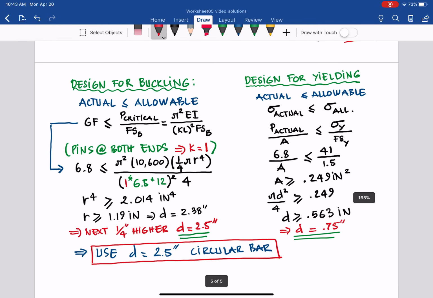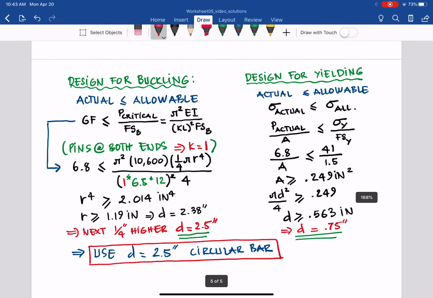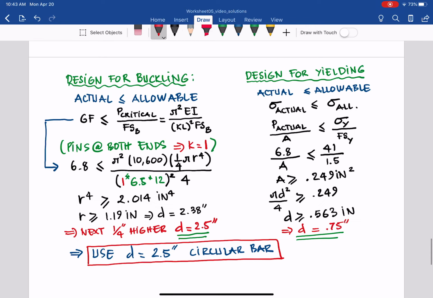Because of the D.25, you need the diameter equal to 2.5 inches for the buckling, and only need 3/4 of an inch diameter for the yielding. So in that case, the buckling governs. If you recall, this member is a long column. So with that, you can see that a member in compression tends to be governed by the buckling.